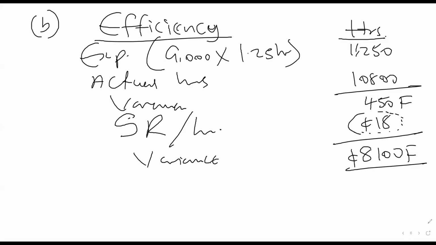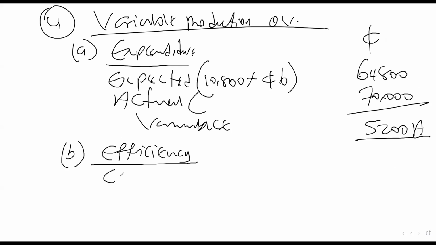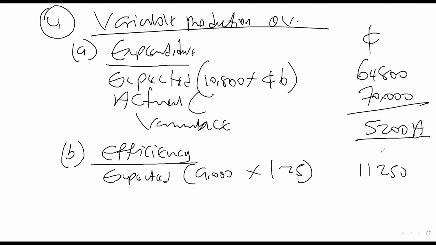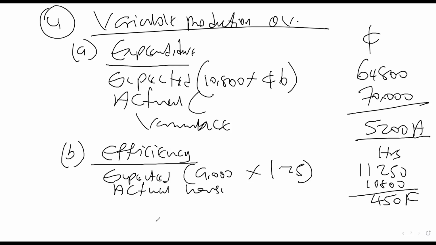Expected: 9,000 units times standard hours of 1.25, we had 11,250. Labor hours is here. Actual hours worked, we had 10,800. Favorable of 450. Then this is the variance in terms of hours.